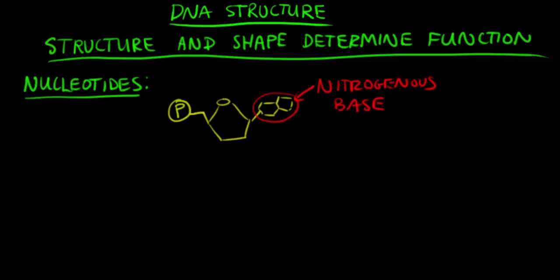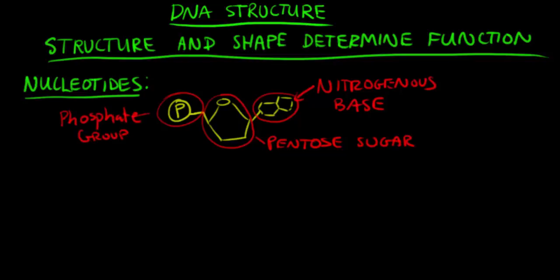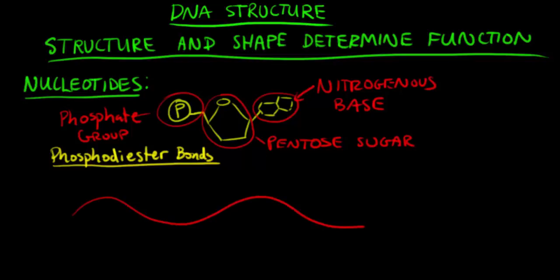They have a nitrogenous base here. Here's a pentose sugar or a ribose sugar, and then a phosphate group. These three components build a nucleotide. The phosphodiester bond is determined by the phosphate group and the ribose sugar.